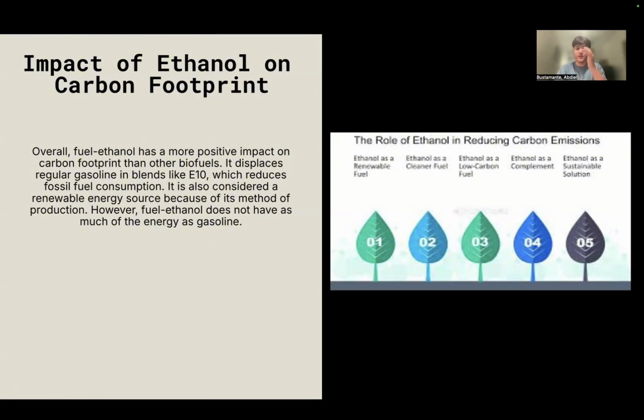On the right, we have some facts about fuel ethanol and its effect on carbon emissions, such that it's a renewable energy, it's a cleaner fuel, and it's a low carbon fuel.